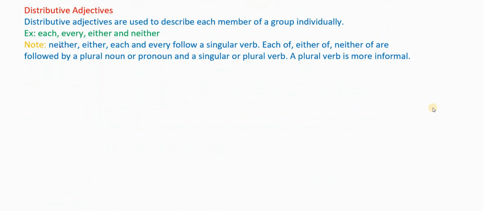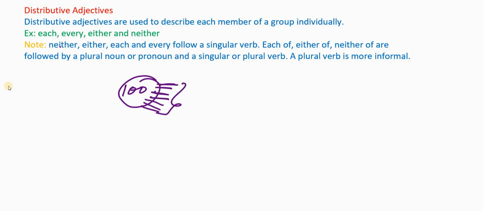Alright, coming to the final section of adjectives, which is distributive adjectives. Distributive adjectives are used to describe a noun or a pronoun individually. Let us assume there are 100 people in a room. If you want to describe each member of the group individually, then you use distributive adjectives. Distributive adjectives are used to describe each member of a group individually: each, every, either, and neither.